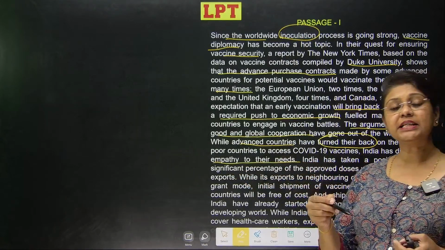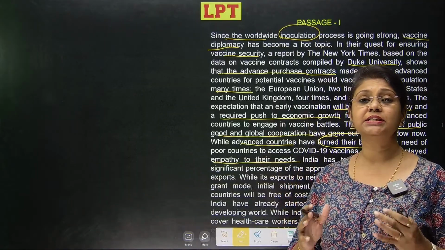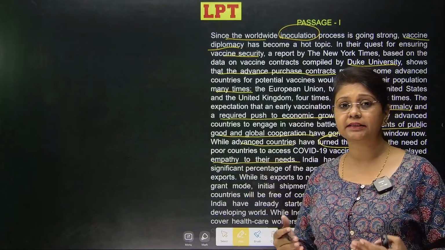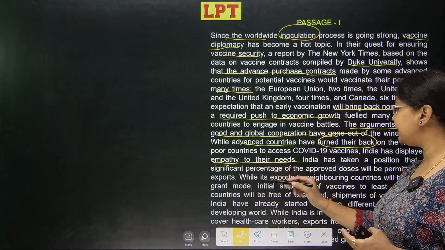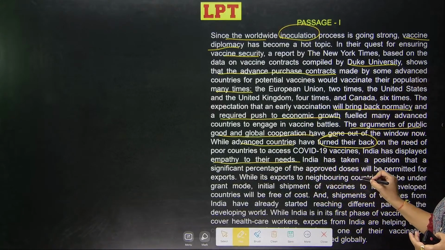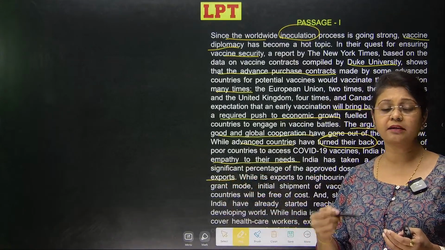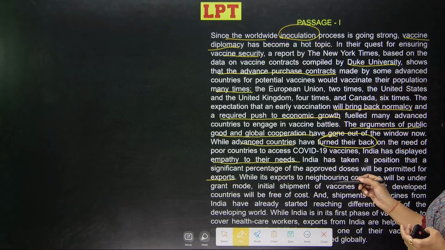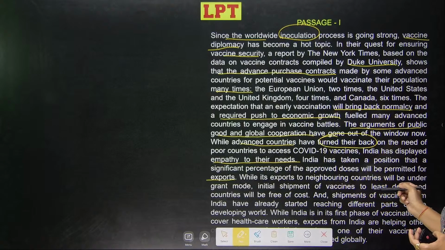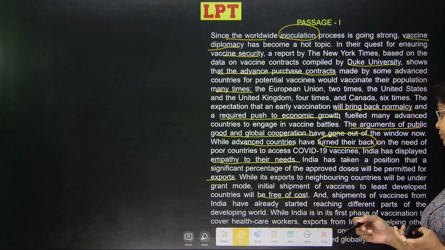So with respect to the passage, we are saying that when it comes down to vaccine diplomacy, advanced nations have turned their back to the poorer nations, but it is India which has displayed a certain sense of empathy to their needs. India has taken a position that a significant percentage of the approved doses will be permitted for export. So India is helping these poor countries acquire vaccines through exports, while its exports to neighboring countries will be under grant mode. Initial shipment of vaccines to least developed countries will be free of cost, right?